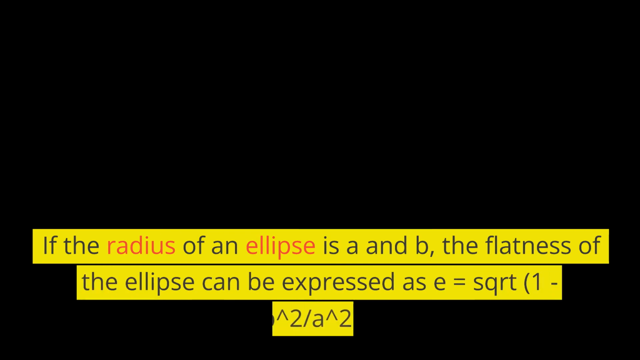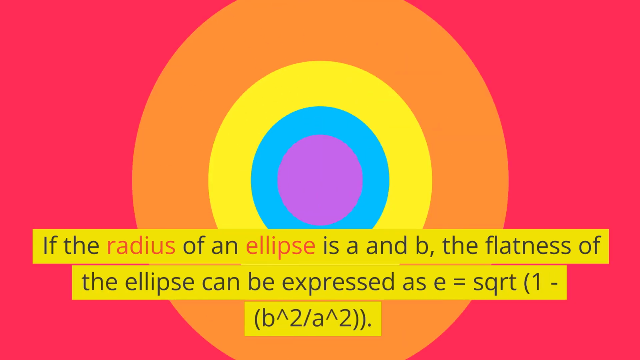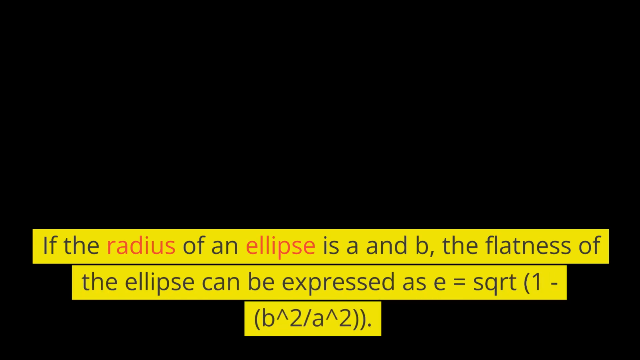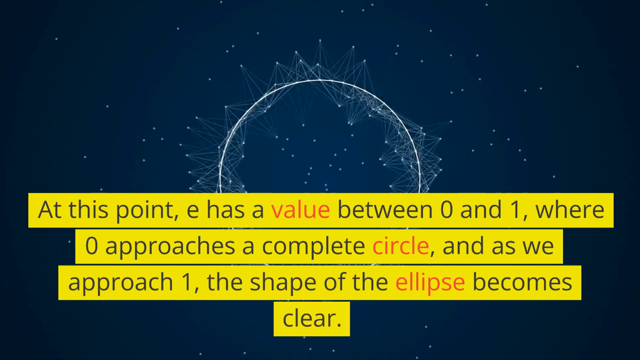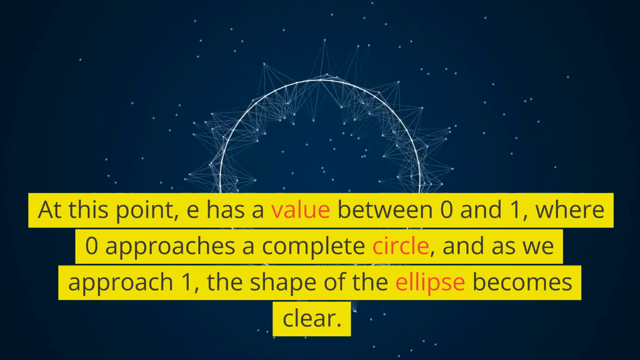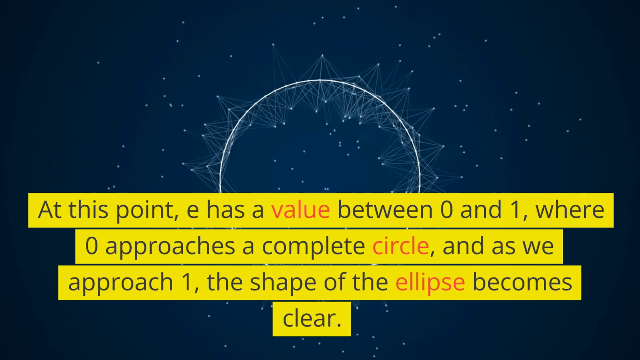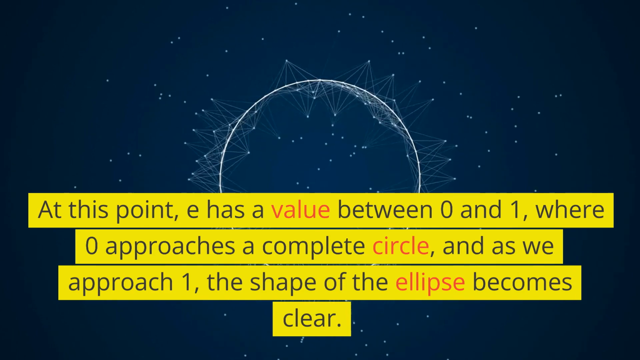If the radii of an ellipse are a and b, the flatness of the ellipse can be expressed as E equals sqrt(1 - b squared / a squared). At this point, E has a value between 0 and 1, where 0 approaches a complete circle, and as we approach 1, the shape of the ellipse becomes clear.